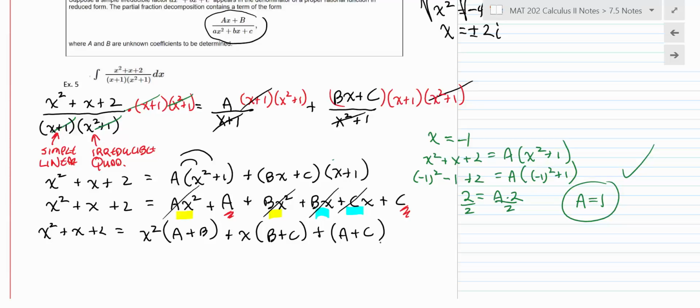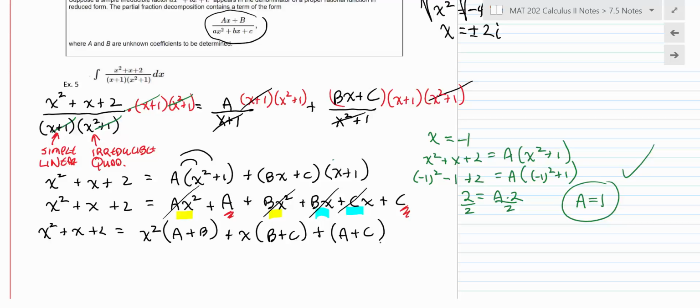Okay, so now, once you get everything grouped, you're looking at the same situation. Your system's pretty easy from here. Tell me what a plus b has to be equal to. 1, because it has to match that. What does b plus c have to be equal to? 1. What does a plus c have to be equal to? 2. So you have the coefficient of each term like that. Everybody got that? Okay, so that'll be our system.